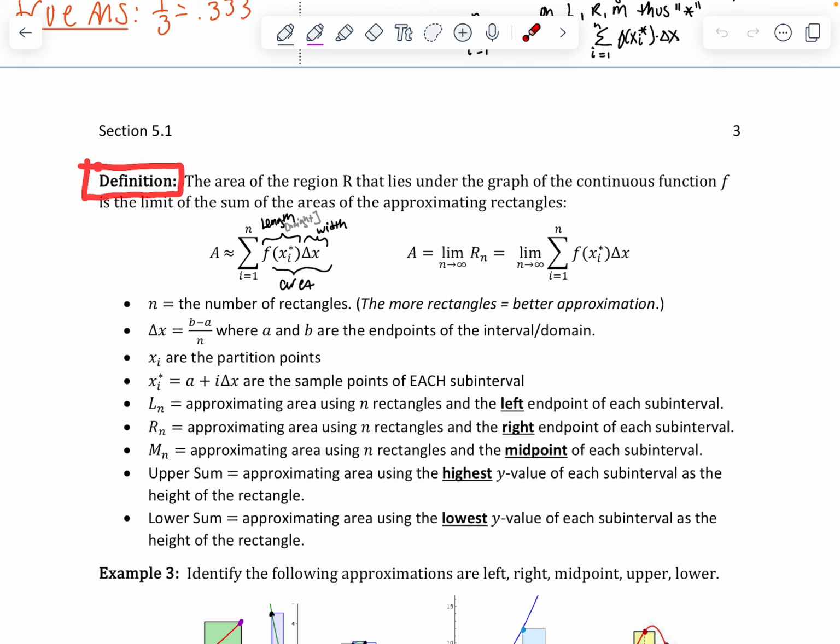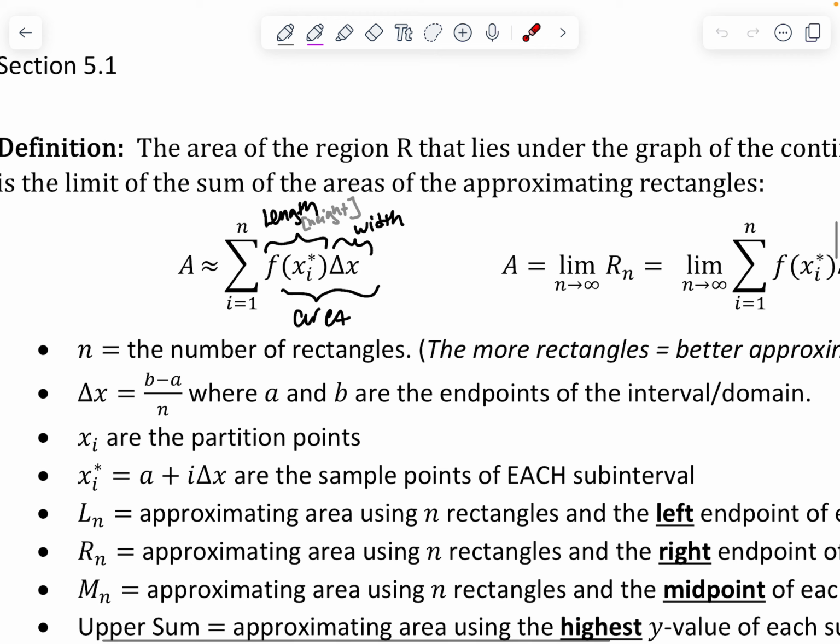Section 5.1, page 3. So we were talking about the area under a curve, and now let's go for the formal definition. The area for some region R that lies underneath the graph or the curve for a continuous function is the limit of the sum of the areas. So we've only talked about the sum of the areas, but let's look at this a little bit closer.